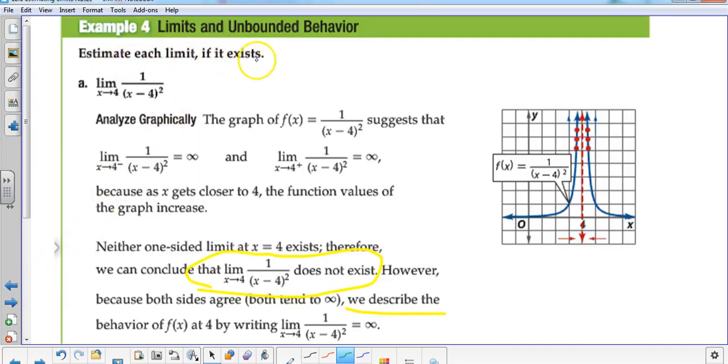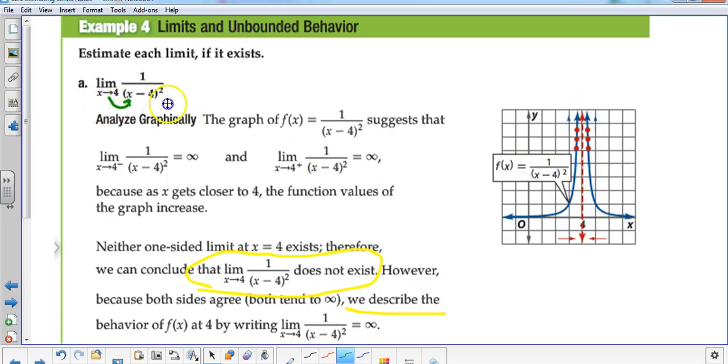Estimate each limit if it exists. At 4, if I put a 4 down in here, guys, what happens? 4 minus 4 is 0 squared, 1 over 0 squared is undefined. If you graph it, there's an asymptote at 4. As you get closer to 4, the value of the function increases. It does what we call increase without bound. It just keeps going up and up and up.